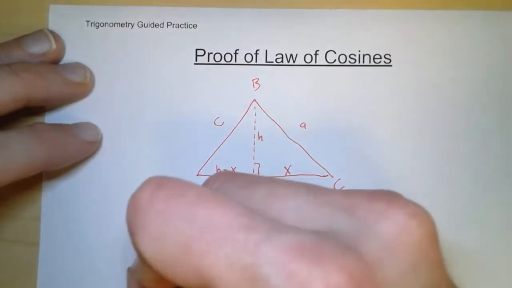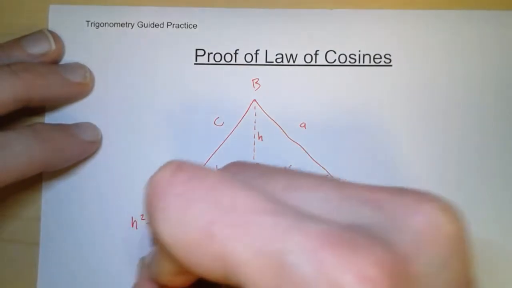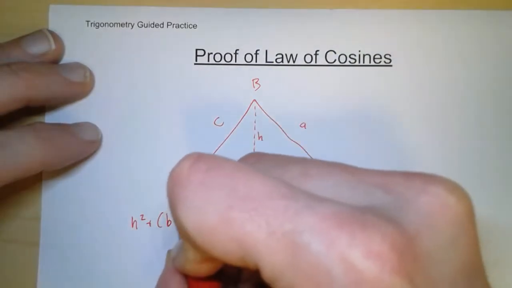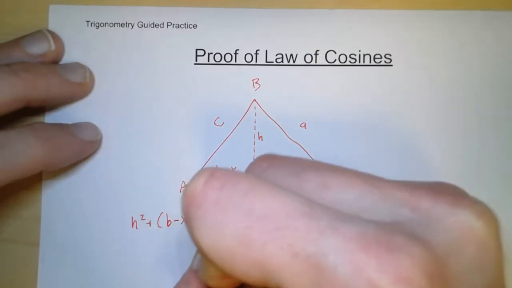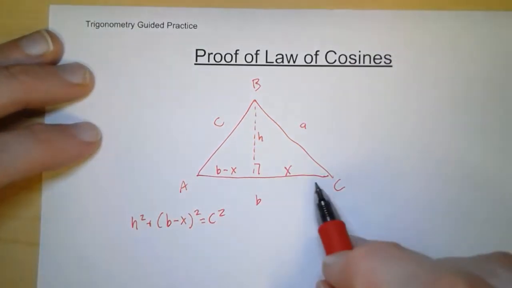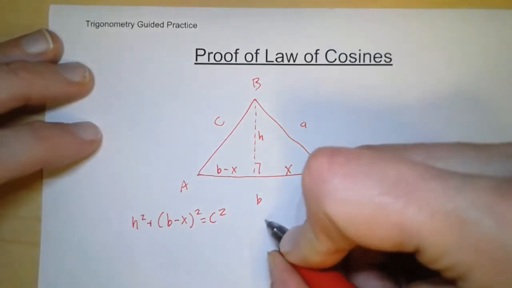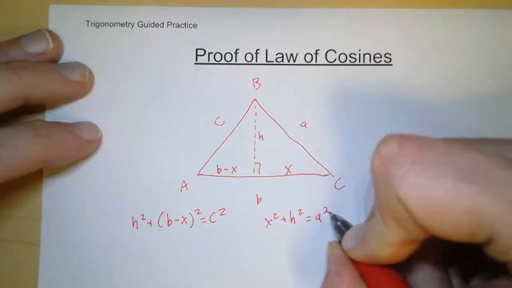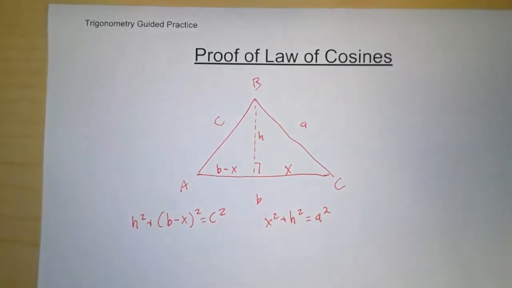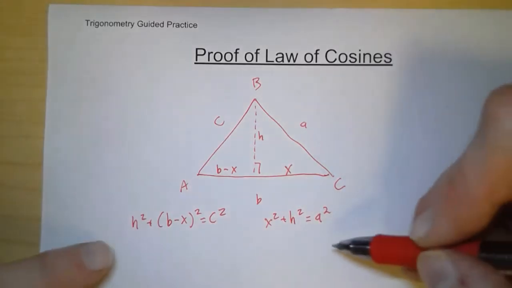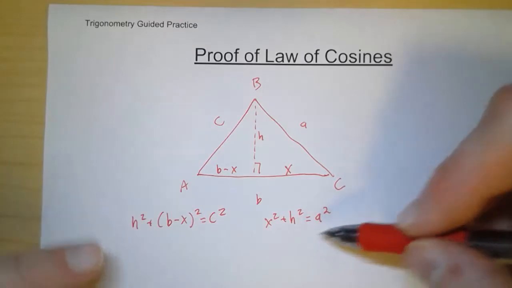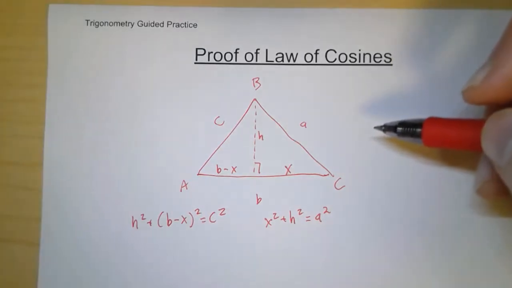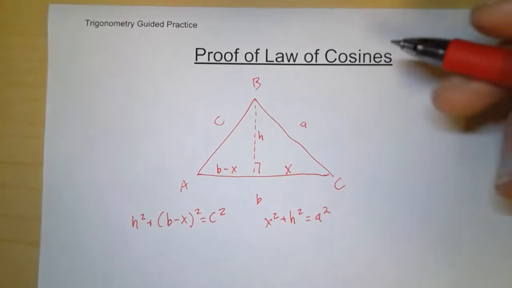So over here, we have h squared plus (b minus x) squared equals c squared. Over here, we have x squared plus h squared equals a squared. Now, if you remember from the law of sines, what we noticed was that both trig ratios had h in it, so we solved for h. Well, both of these have h squared, so we're just going to solve for h squared. In some books, you'll see them actually solve for h. We don't need to do that.